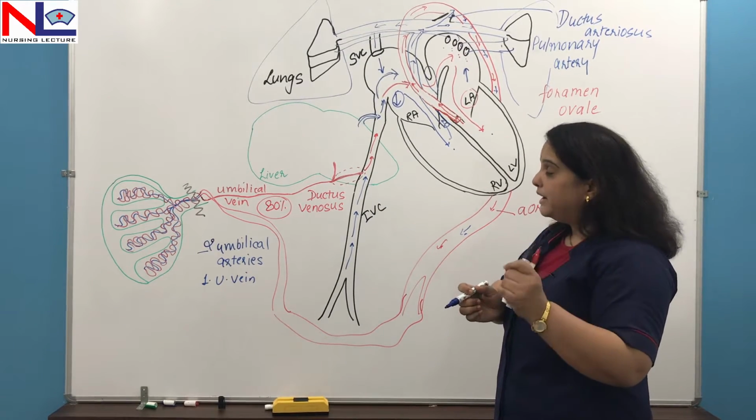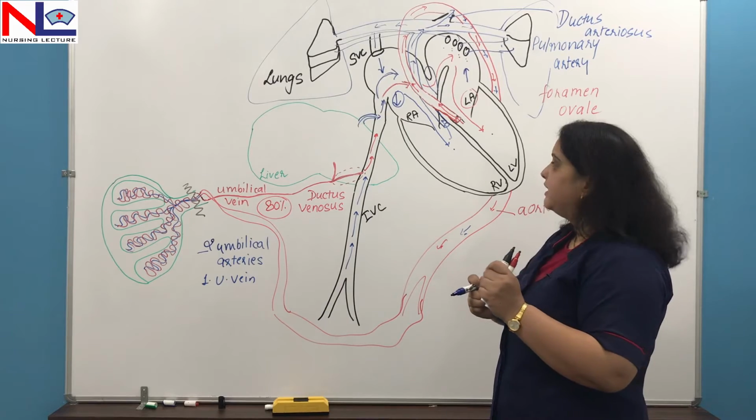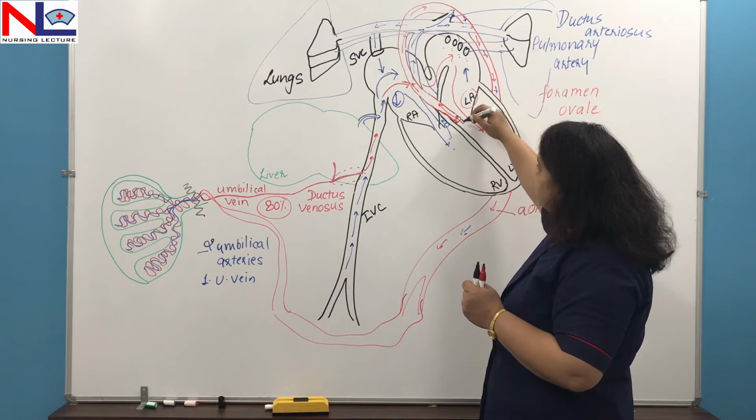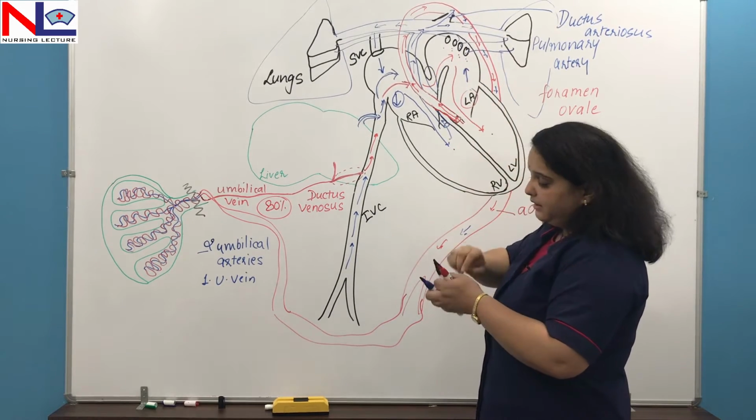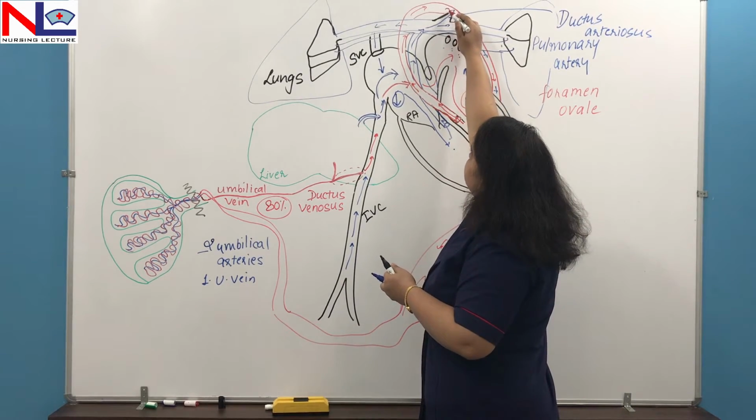But a very important thing that happens here is that when the blood which is going through the aorta comes here, then a reverse shunting takes place.